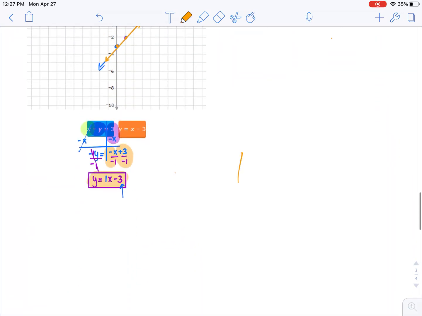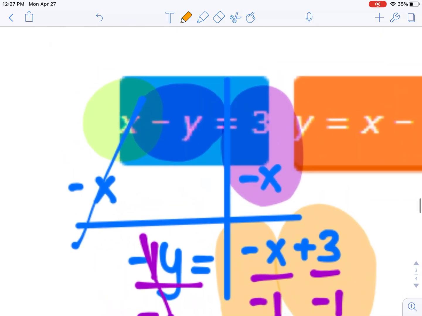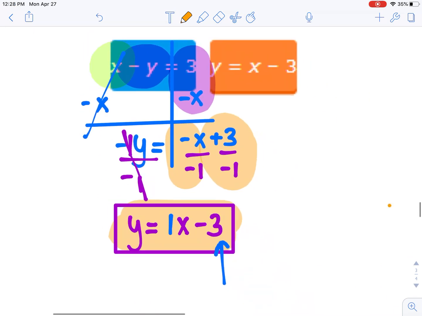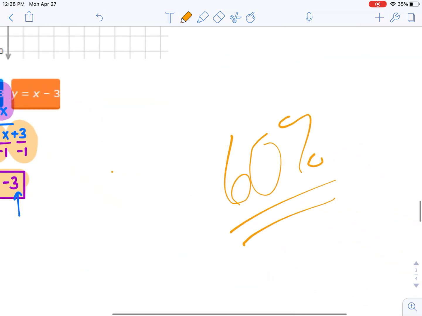Now, like I said, you're going to stop at 60%. You will have a few problems where you have to solve for y. You'll need to do that on a separate sheet of paper to put it into y equals mx plus b.